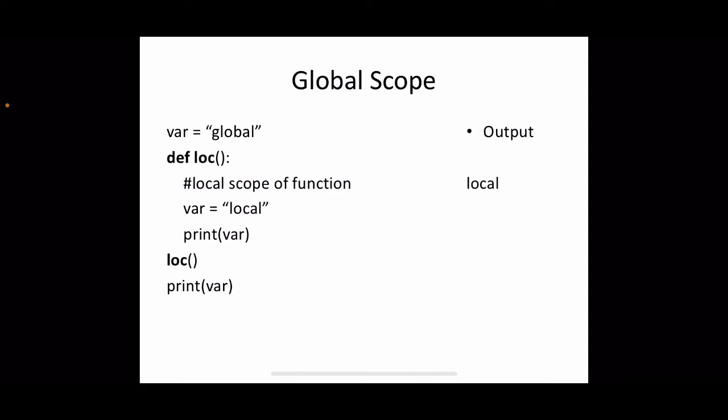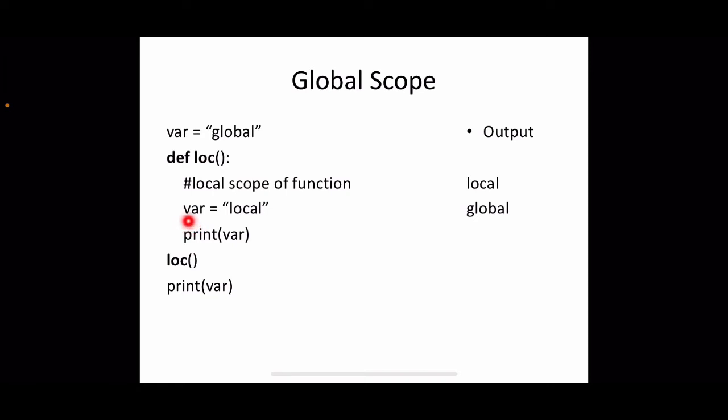Yes, we got "local". Next we are printing the variable var outside the scope of that function. Can you guess what the output or the message for this print can be? Actually, if we refer to the same variable name within this local function and assign a new value, it means we are redefining it. We are actually creating another local variable with the same name.